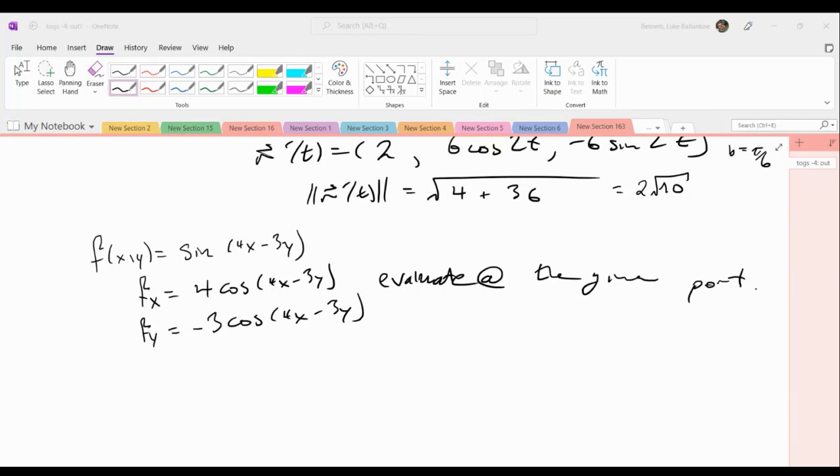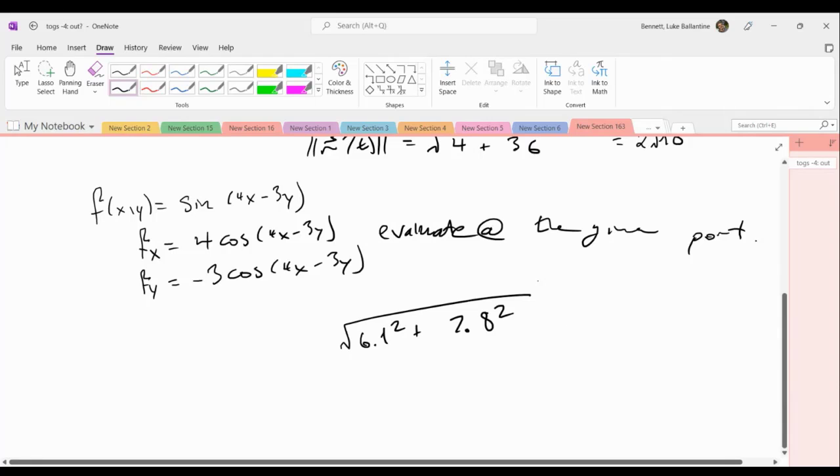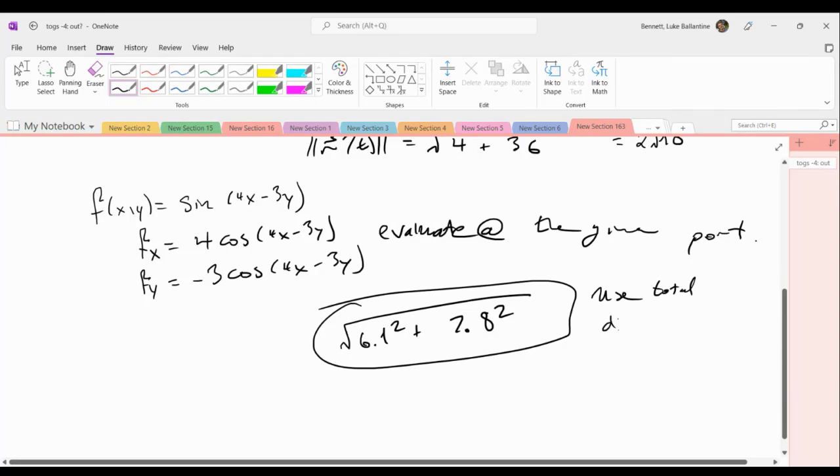Use total differentials to approximate the square root of 6.1 squared plus 7.8 squared. So we want to approximate this. We want to find what this number is. Use total differential.